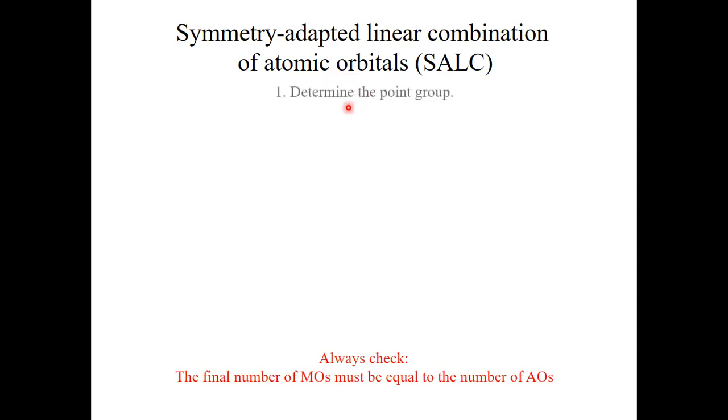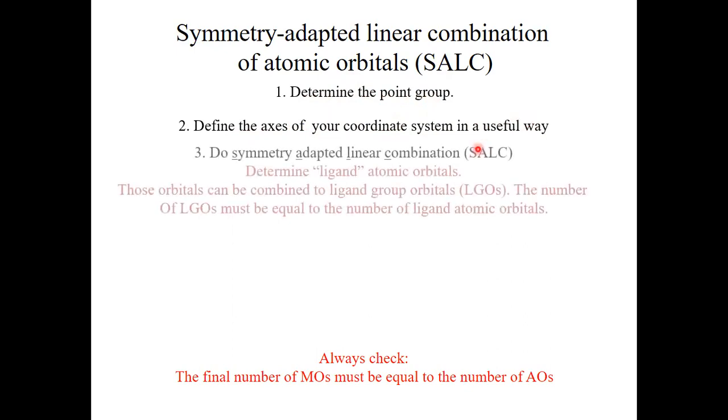Firstly, we need to determine the point group of the molecule from which we want to construct the molecular orbital diagram. In the next step, we need to define the axes in our coordinate system in a useful manner. Thirdly, we actually have to do the symmetry-adapted linear combination, and that comprises three steps. We first need to decide what the ligand atomic orbitals in our molecule are, and what the so-called central atom is.